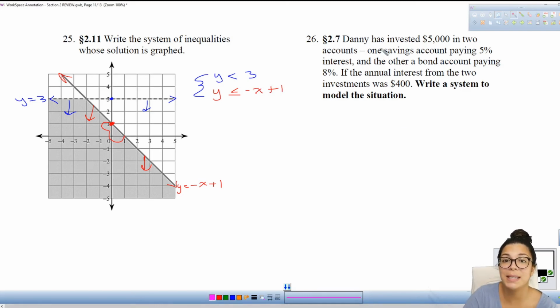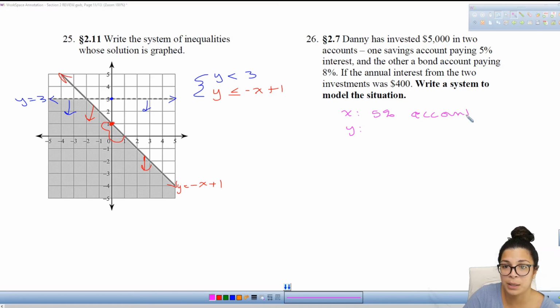Okay, moving on to number 26. Danny has invested $5,000 in 2 accounts, one savings account paying 5% interest and the other a bond account paying 8%. If the annual interest from the 2 investments was $400, write a system to model the situation. Okay, so let's write a system. We're going to have to write our variables, x and y. I'm going to have x represent the amount of money that I put into the 5% account, and I'm going to have y represent the amount of money that I put into the 8% account.